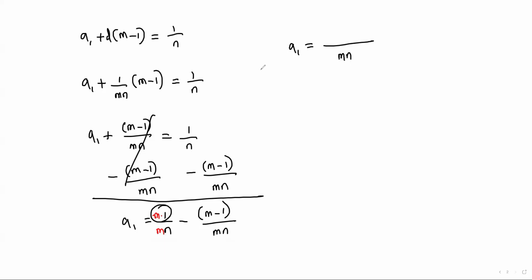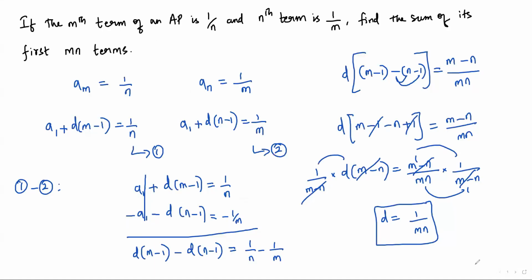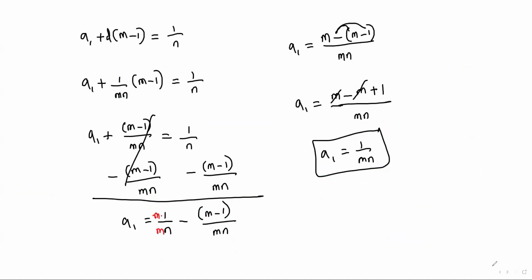So a1 equals, mn is a common denominator. Here the numerator in the first fraction is just m, because m times 1 is m, minus (m minus 1). So a1 equals m, and we can distribute this negative sign to this one and this one, minus m. So negative times negative will become positive 1 over mn. This m minus m will cancel out. a1 equals 1 over mn. Okay, now I got the first term also. So both the first term and the common difference are the same, 1 over mn. We get the same value for both the first term and common difference. It is 1 over mn.